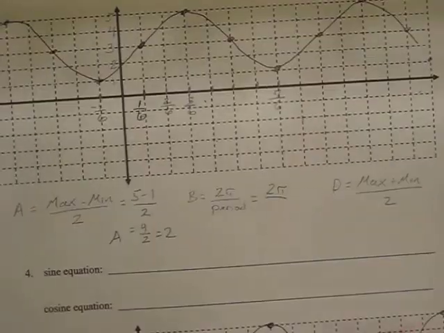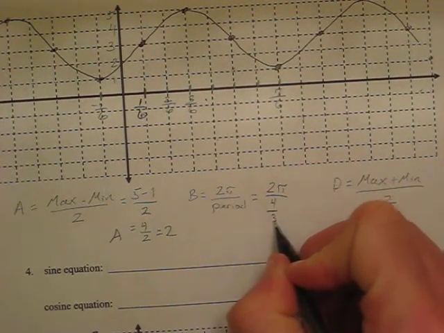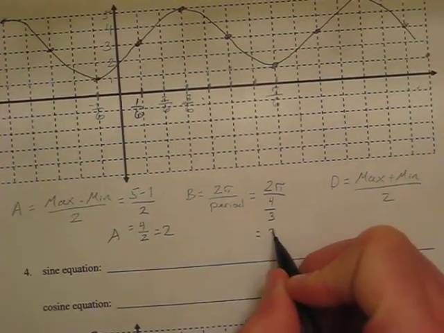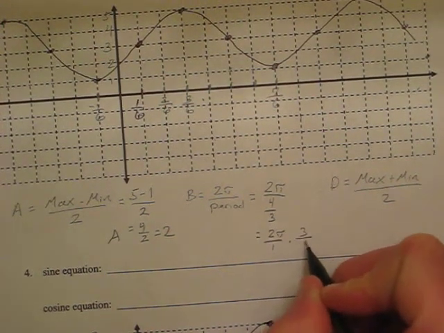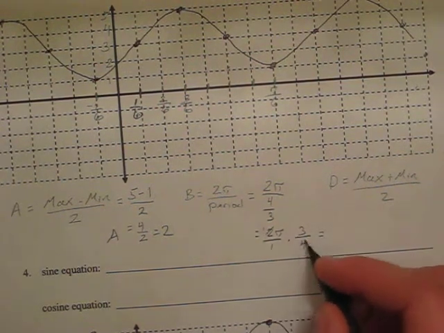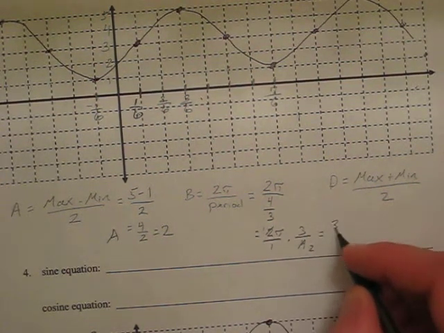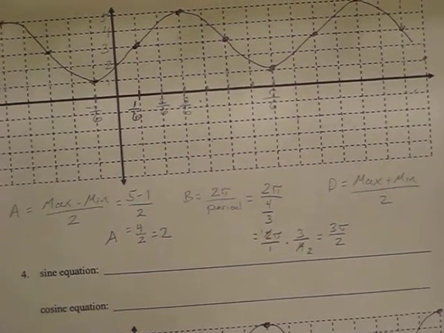So back to the formula here. You have 2 pi divided by the period, which is 4/3, and that is going to be 2 pi over 1 times 3 over 4, and this reduces down to 3 pi halves. So that's going to be what I use for b.